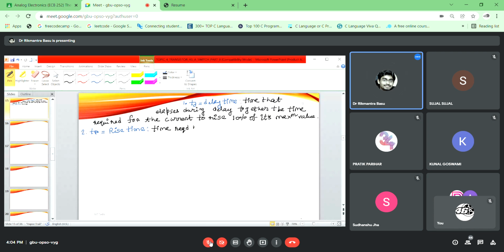Time required by current to rise from 10 to 90%. So that altogether provides the on time or turn on time, T on, which is nothing but TD plus TR.